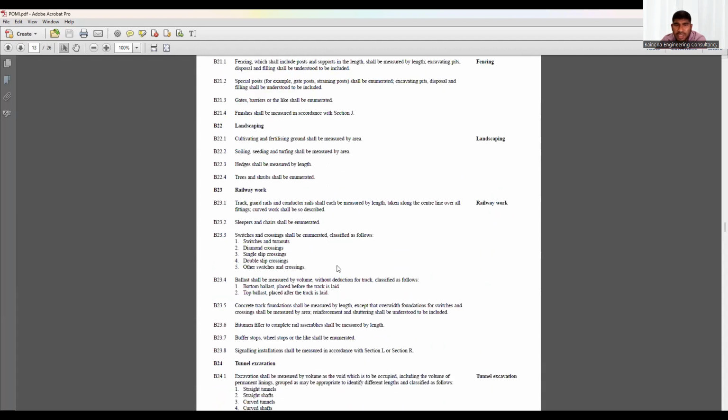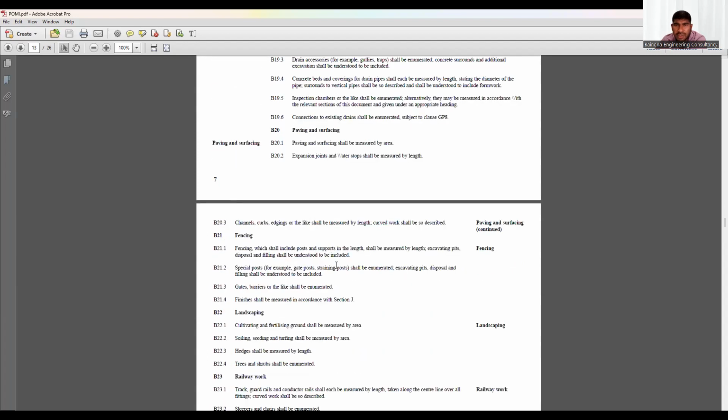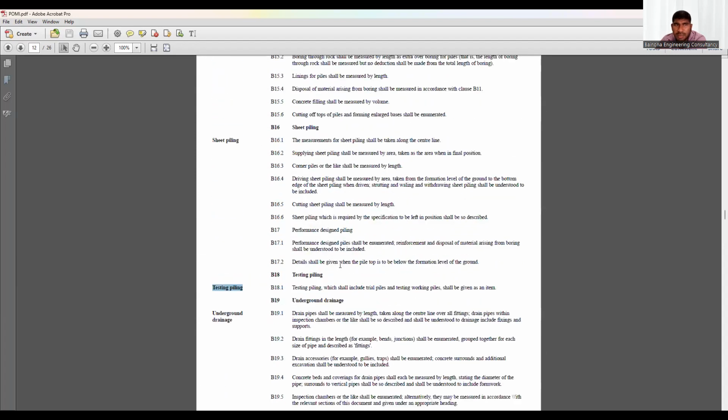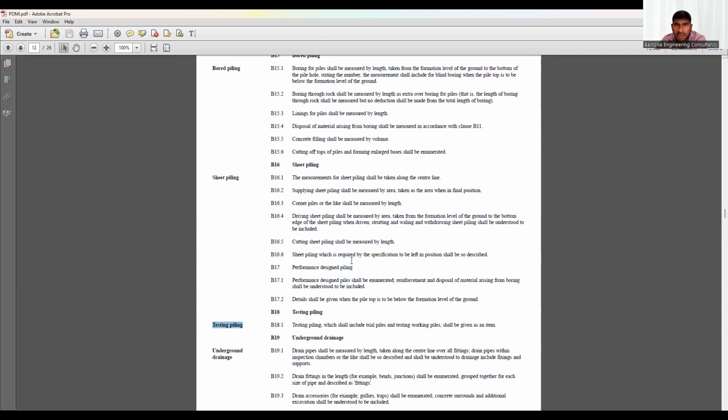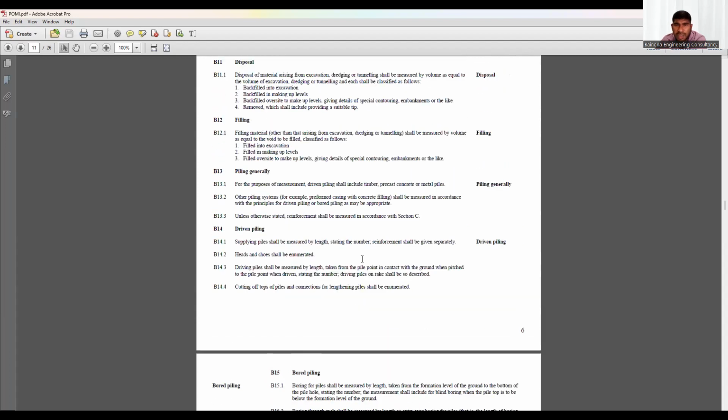Also, we have to look at the NRM. You need to know it because in future most of the people are moving to the NRM now. So you must know how to prepare a bill of quantities description from the NRM point of view. So guys, we'll stop here today.